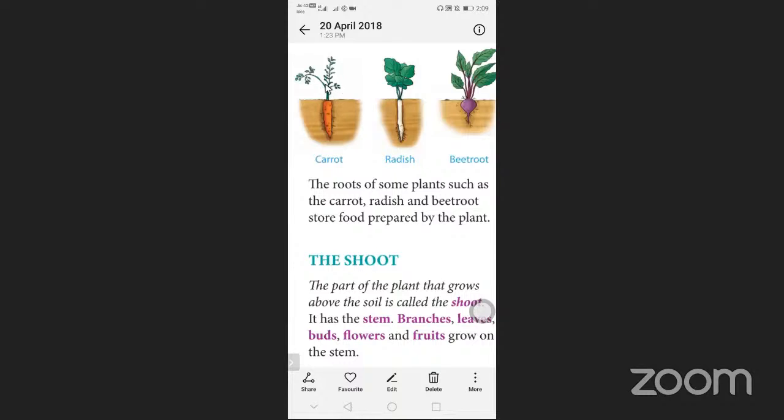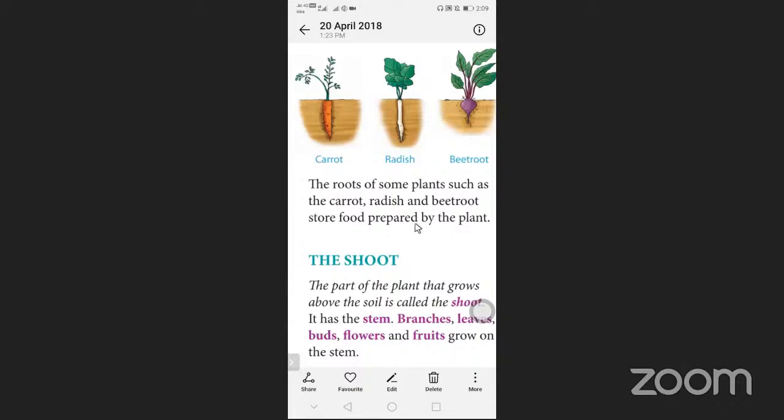Above the ground the grass is there. Will you eat these leaves? No, it is not useful for that. Under the ground the carrot is there. This is one example of the taproot system, and the radish is also the same way. So the roots of some plants, such as the carrot and radish and the beetroot, store food prepared by the plant.